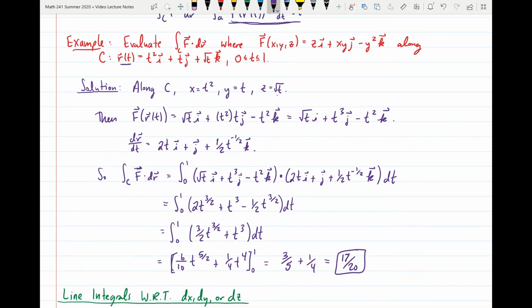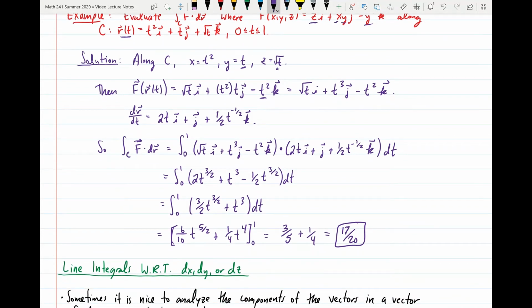And we get the square root of t times i. So here we're taking the square root of t and substituting it for the z that shows up in our original vector field F. And then we have plus t² times t j, where x is being substituted with t² and y is being substituted with t. And then finally minus t² k. So y in this component is being substituted with t, and that's where we get this minus t² from.